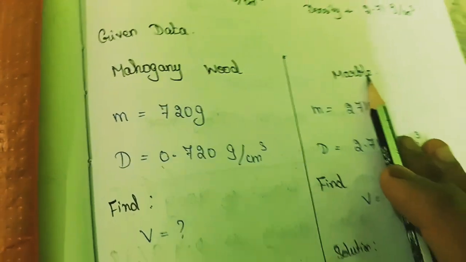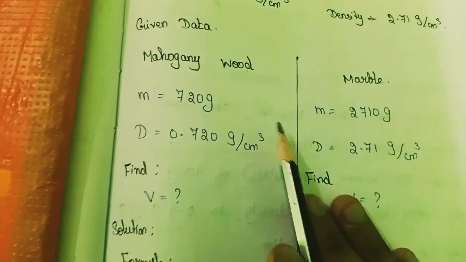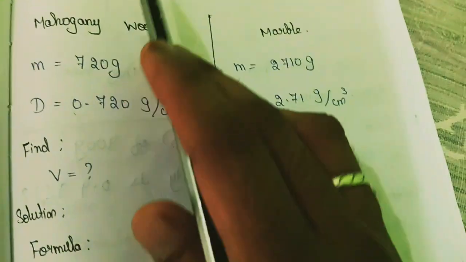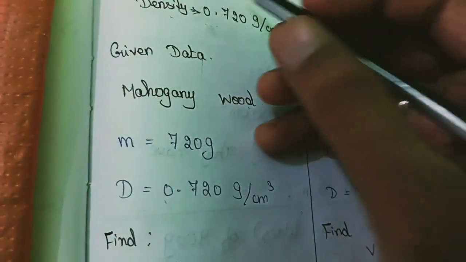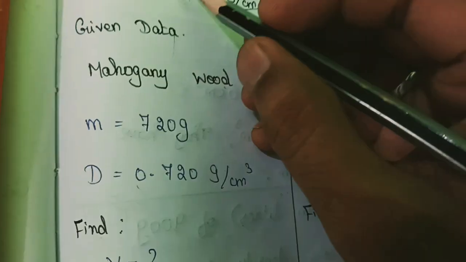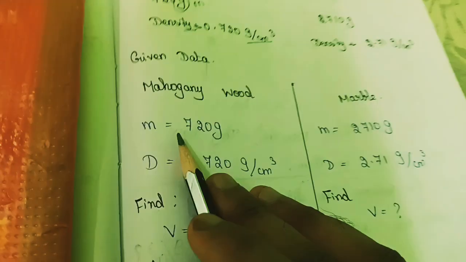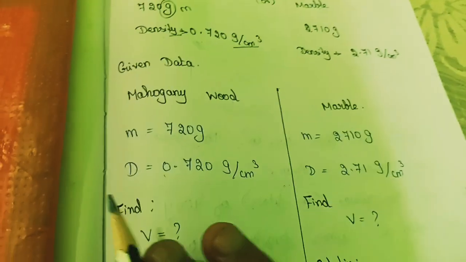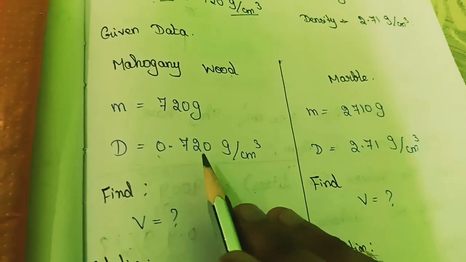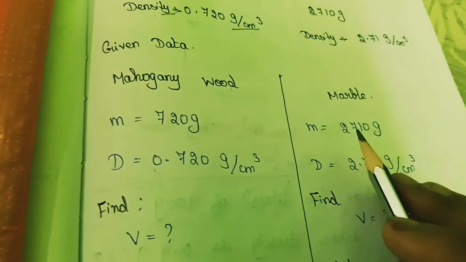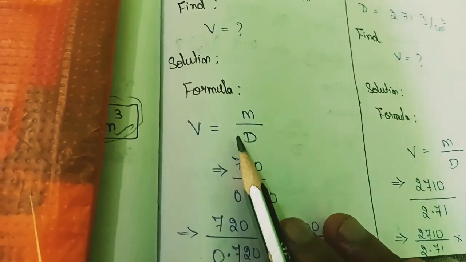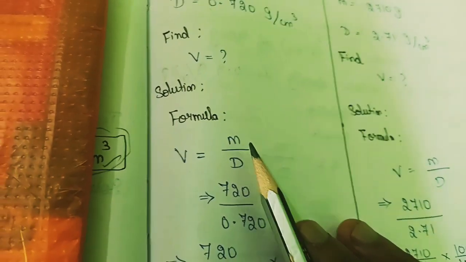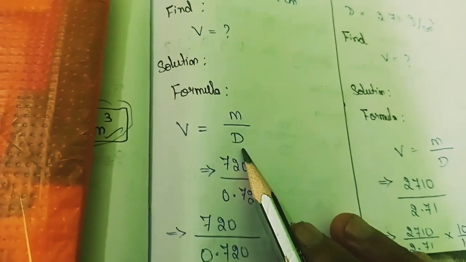So given data: mahogany wood and marble. For both I am going to compare. As I said, in the question paper, if it is gram per centimeter cube, it's density. So mass is equal to 720 gram, density is equal to 0.720 gram per centimeter cube. Same thing for marble. We have to find the volume. The formula for volume is equal to mass divided by density.